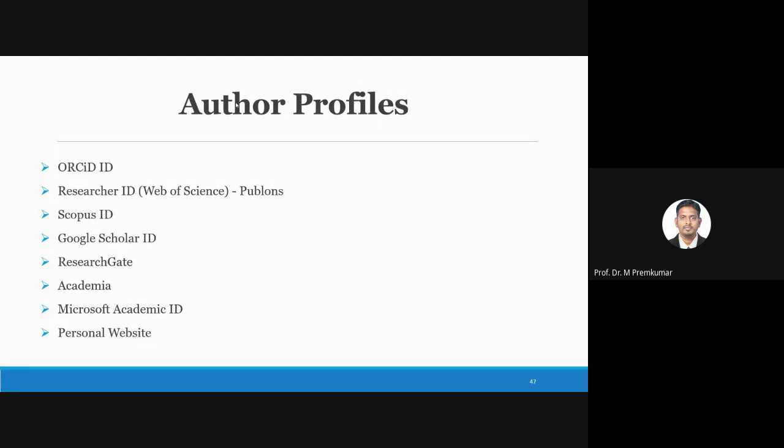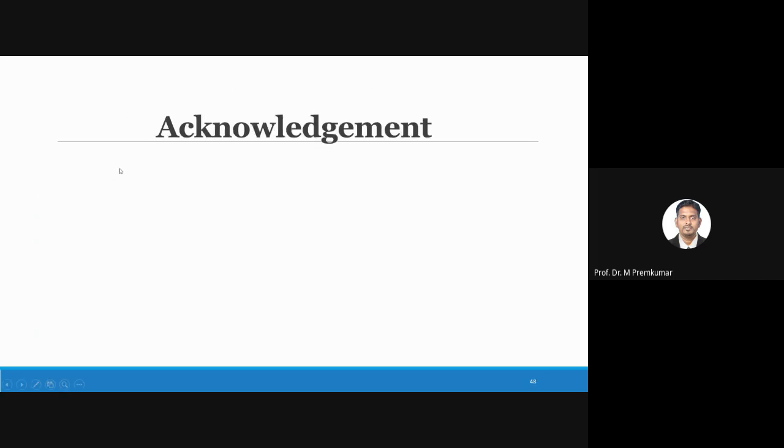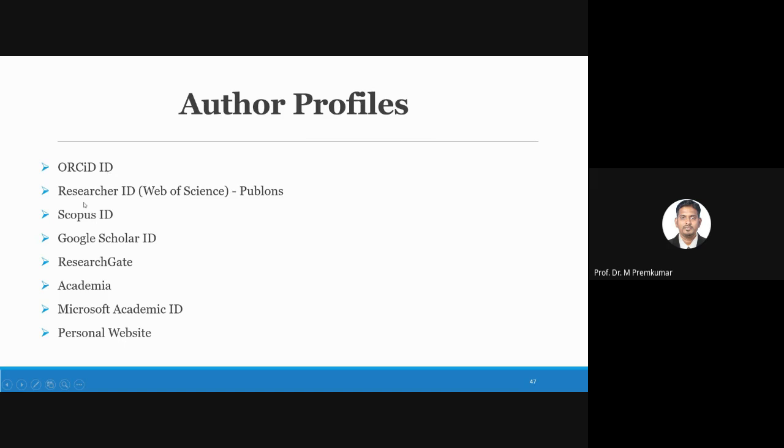As a researcher, the profiles you have to maintain are, the first one is the ORCID ID. The next one is the Researcher ID, which will be provided by Web of Science. This ORCID ID is a separate platform, and it is a unique ID given to each and every author, to maintain safety and to check multiple submissions.